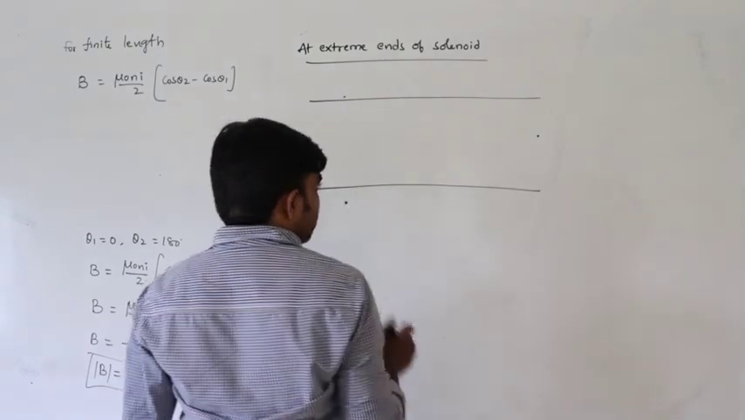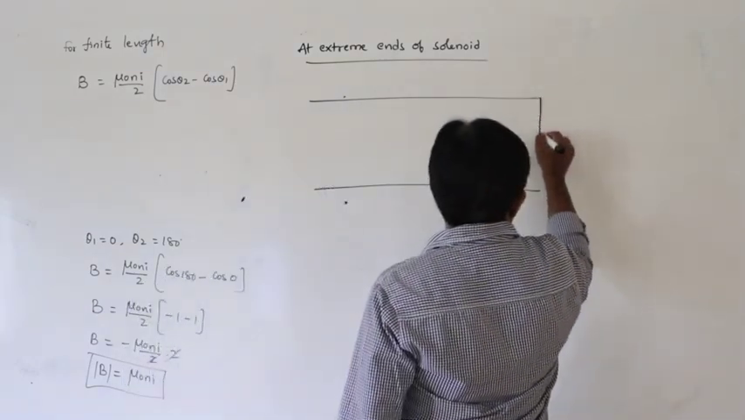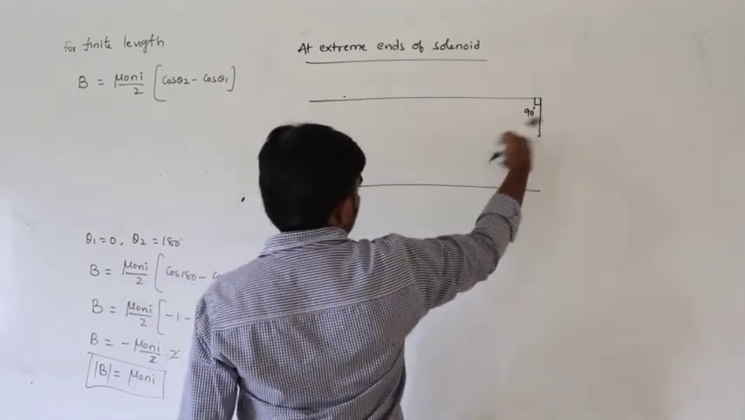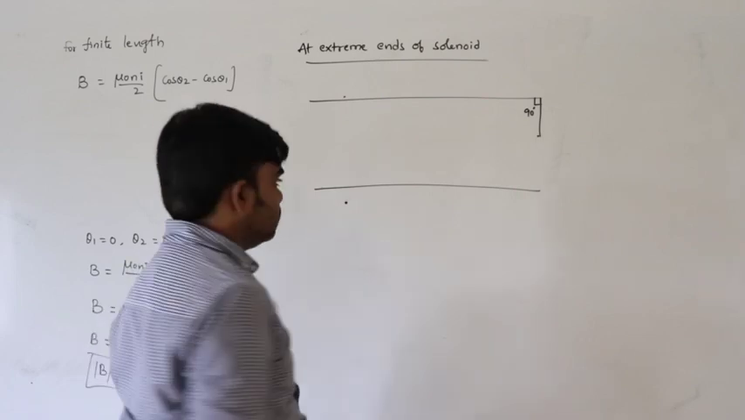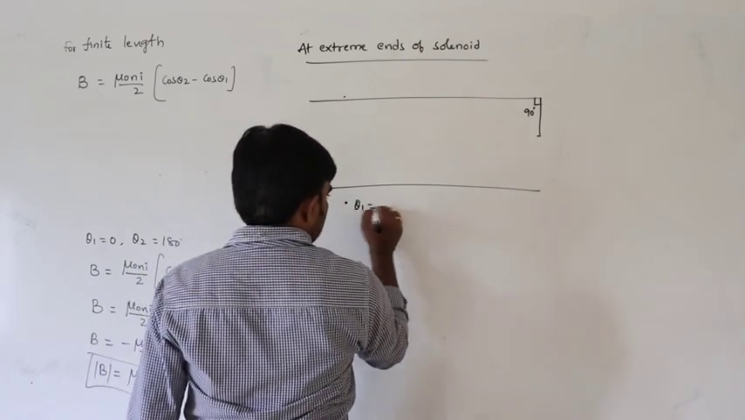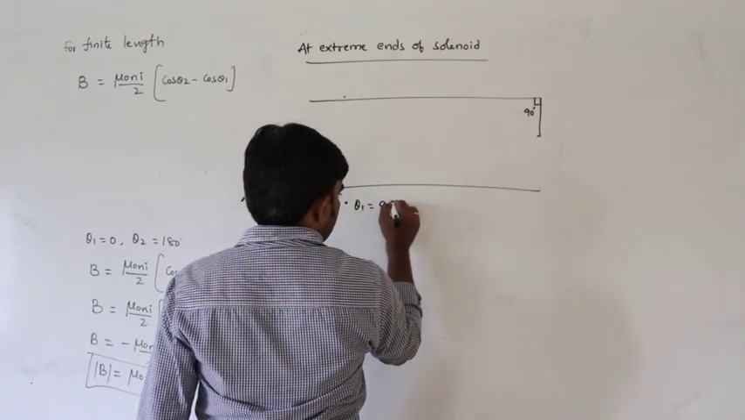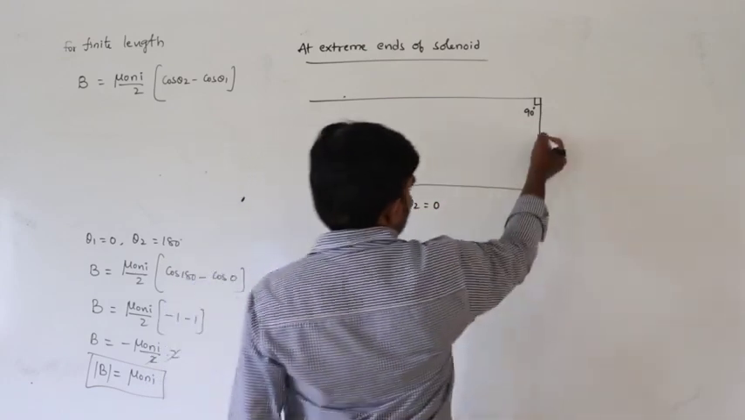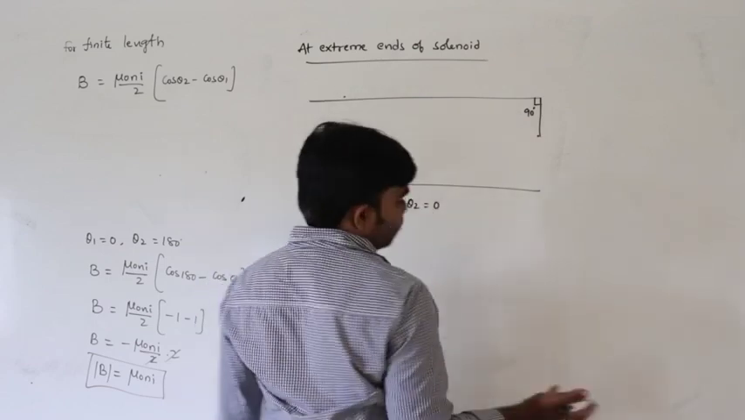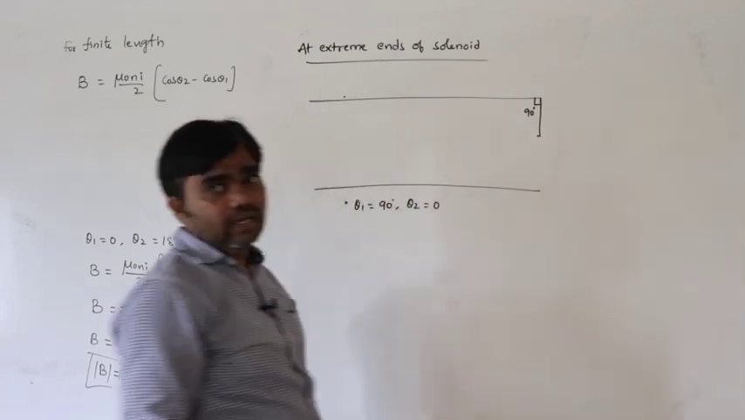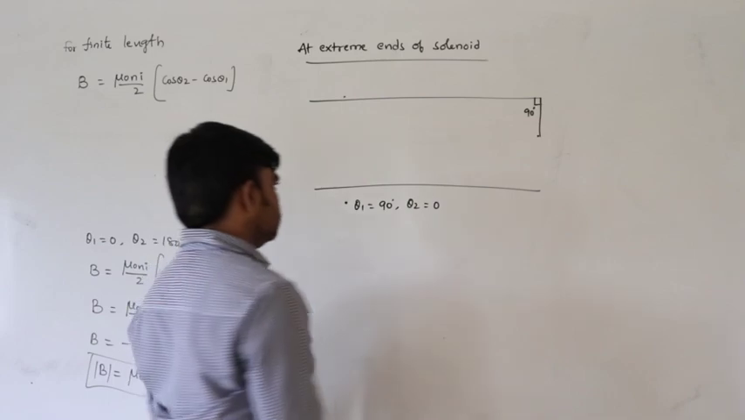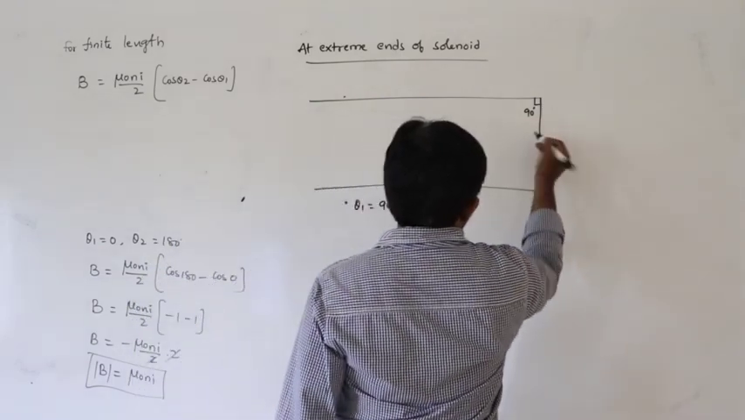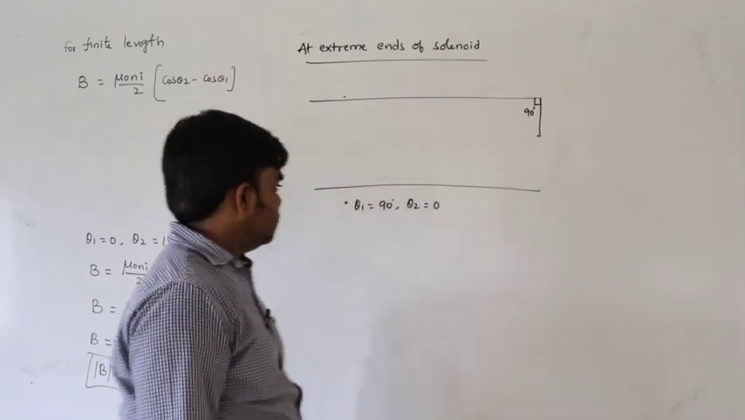So one angle must be 90 degrees, and another angle, how can you calculate it? It is 0. So let theta 1 equal 90 and theta 2 equal 0. Theta 2 from this end, how can we calculate? One angle is 90, another angle is 0. If we calculate at this end, this angle is also 90.